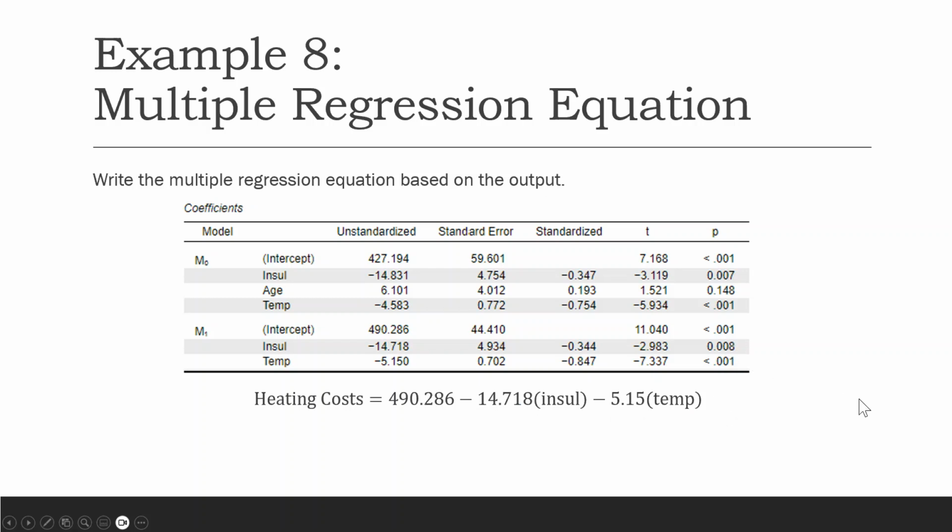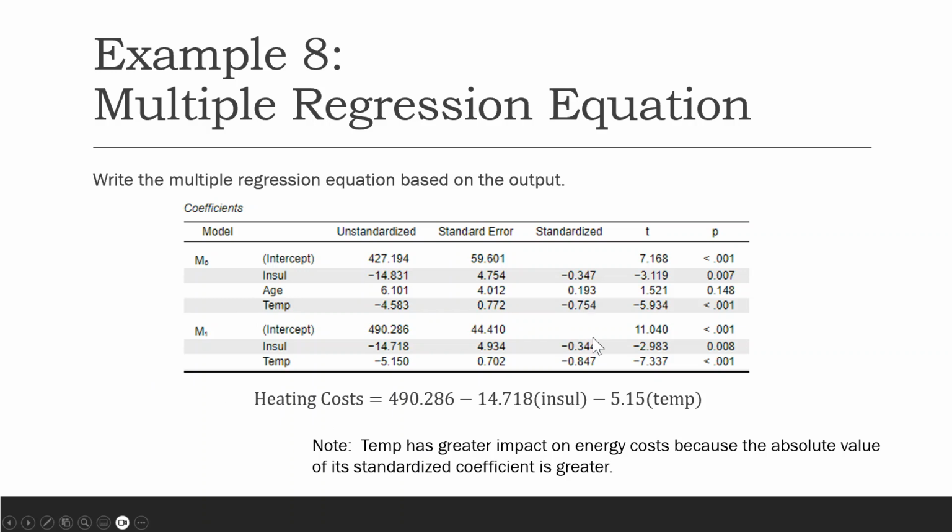Both of those are significant. So I know insulation and temperature are significant predictors of heating cost, while the age of the furnace is not. In this, when I look at my standardized regression coefficient, if I look at that in absolute value, the standardized coefficient for temperature actually has the largest value if I ignore the negative sign. That indicates that temperature has more of an effect on heating cost compared to insulation, right?